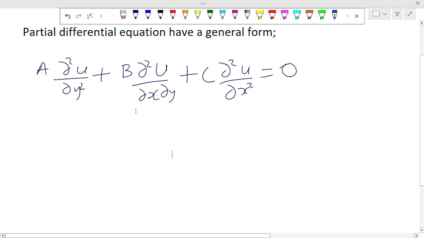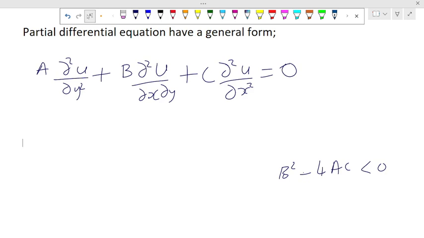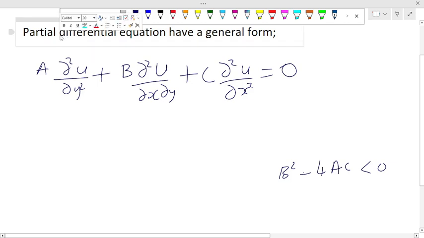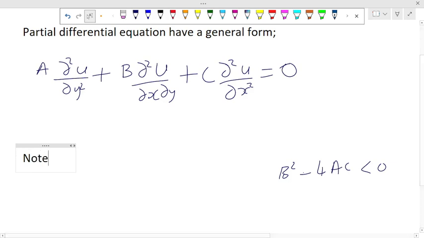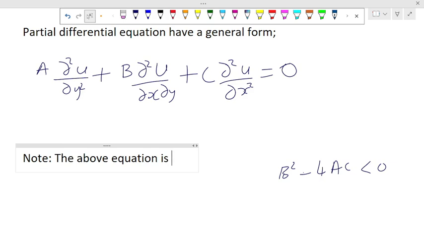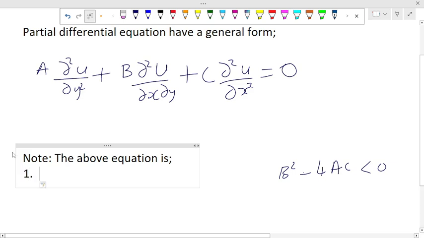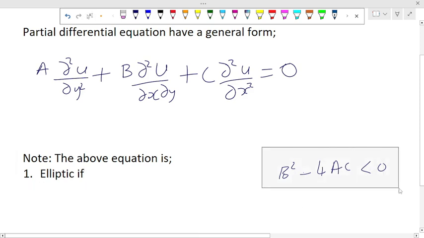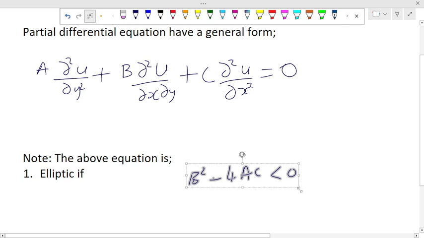Now something to note or bear in mind: the above equation is, let's do the first one, called elliptic if b squared minus 4ac is less than 0.